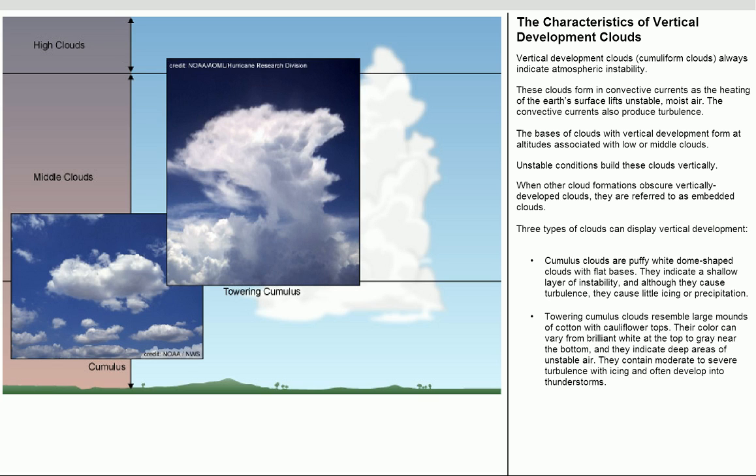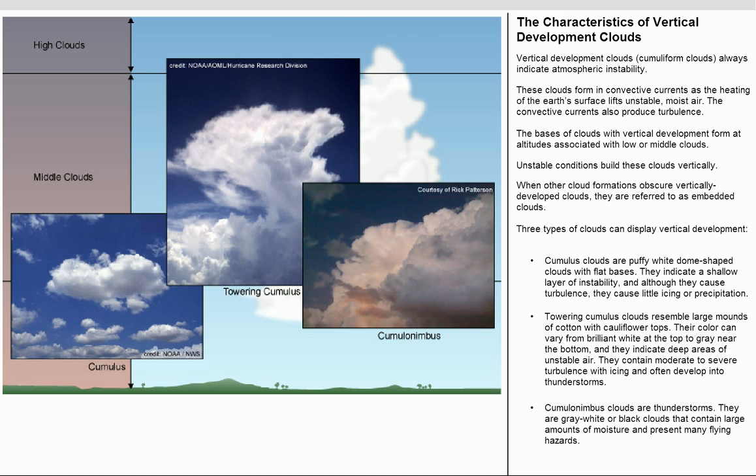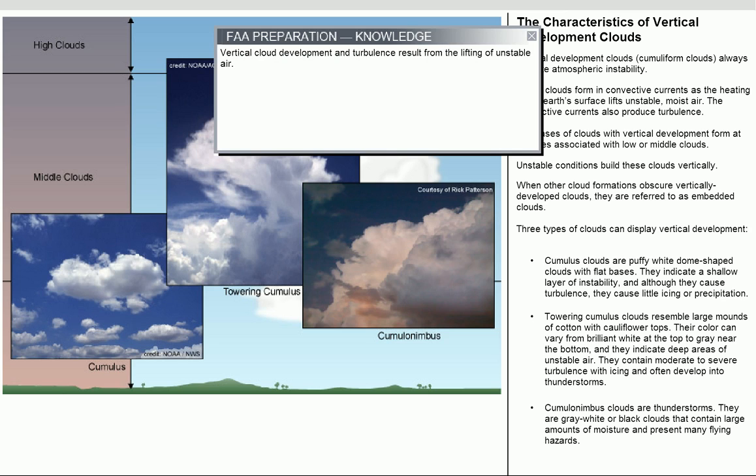They indicate a shallow layer of instability, and although they cause turbulence, they cause little icing and precipitation. Towering cumulus clouds resemble large mounds of cotton with cauliflower tops. Their color can vary from brilliant white at the top to gray near the bottom, and they indicate deep areas of unstable air. They contain moderate to severe turbulence with icing and often develop into thunderstorms. Cumulonimbus clouds are thunderstorms. They are gray-white or black clouds that contain large amounts of moisture and present many flying hazards.